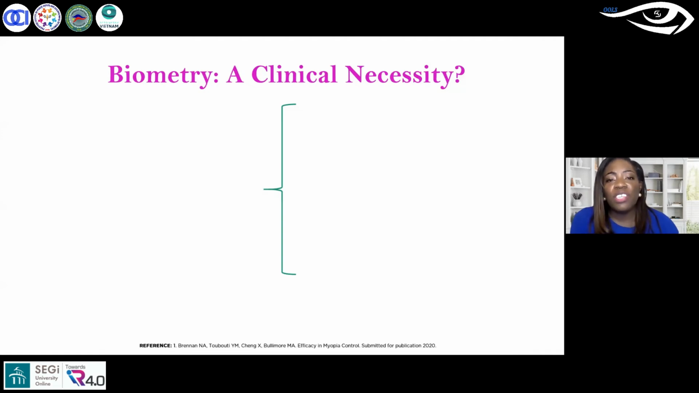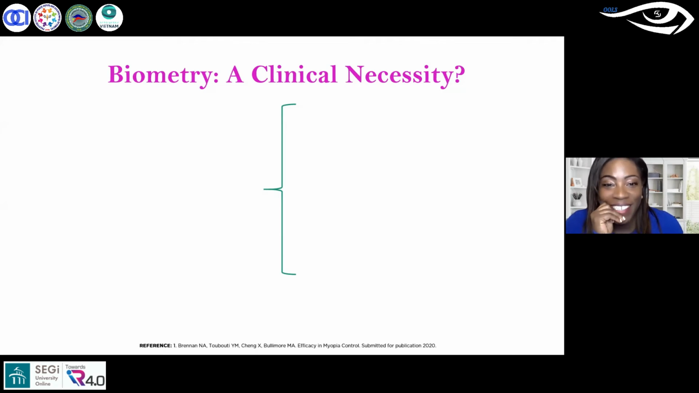Now, the question always comes up, and I would love to see this in the chat. I think it's maybe almost the last thing I'm asking in the chat: is biometry, or measuring axial length, a clinical necessity? So I would love to see if you can say yes or no in the chat if you think measuring axial length in the clinical setting is a necessity. All right, let's see. Yes, yes, yes. Ooh. All right, a lot of yeses.